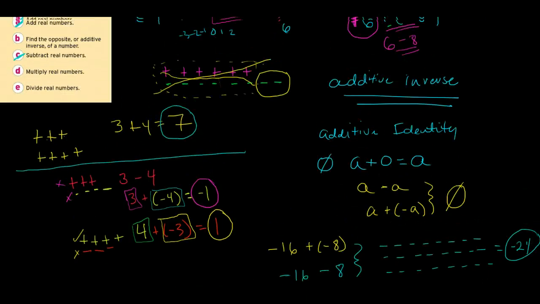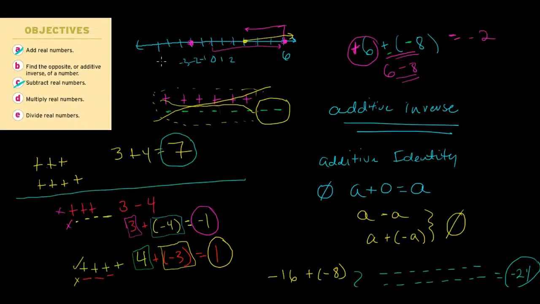So we've talked about adding real numbers, subtracting real numbers, and finding the opposite or the additive inverse using our identity. Our additive inverse is basically the opposite. So for any number, the additive inverse is the opposite of that number. Whatever will give me 0 if I add them together. Remember, 0 is the additive identity.